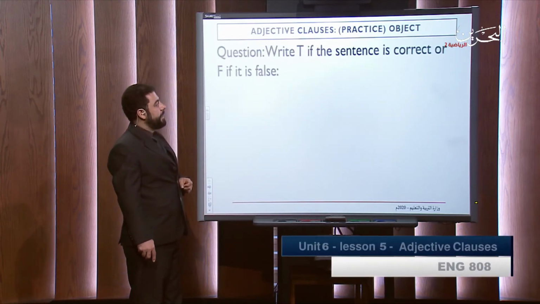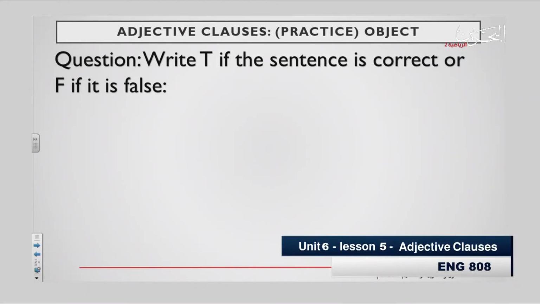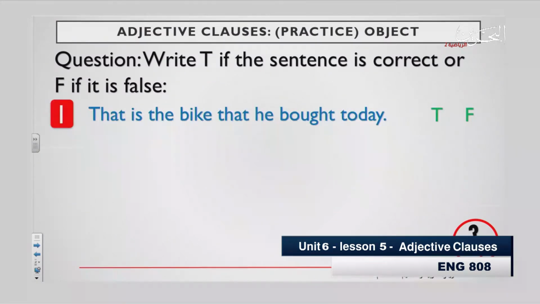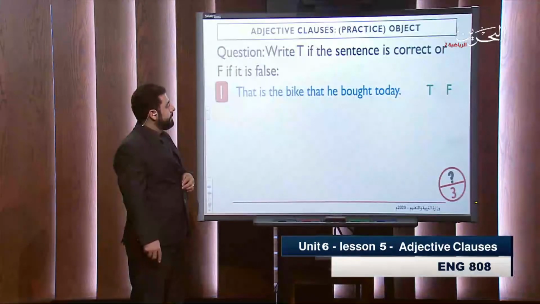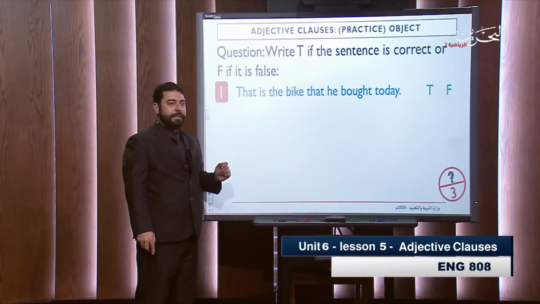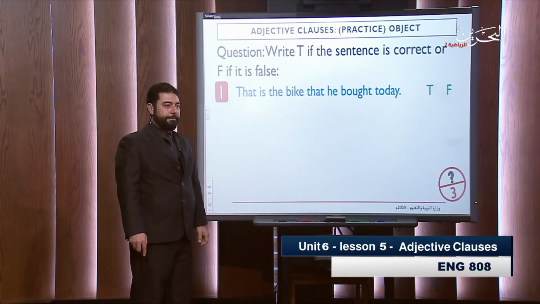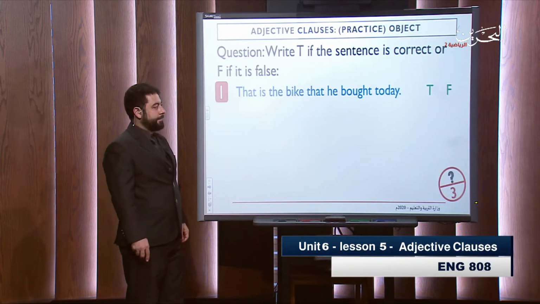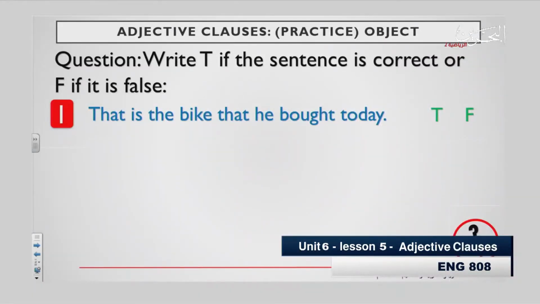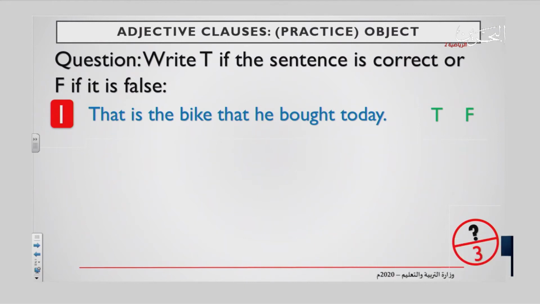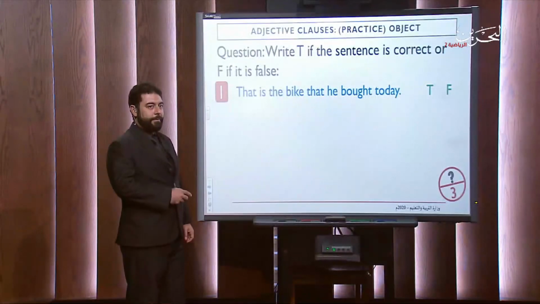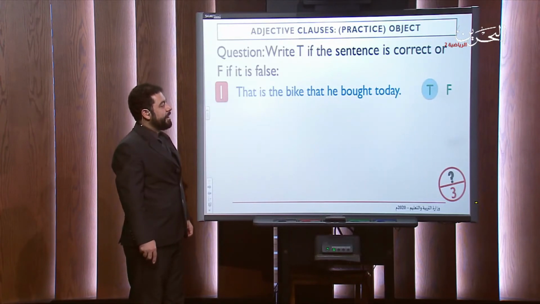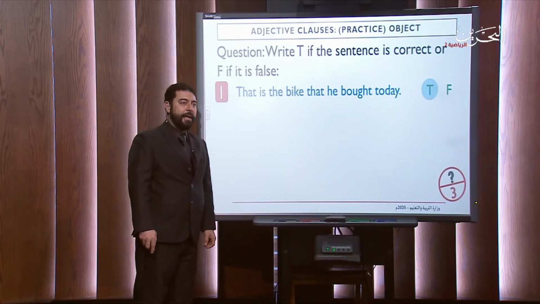Question, write T if the sentence is correct or F if it's false. You have a mark of 3. Number 1. That is the bike that he brought today. Now, check if the sentence is correct, circle T. If it's false, circle F. Okay, let's check. 1, 2, 3. Correct. That is the bike that he brought today. That is the bike he brought today.